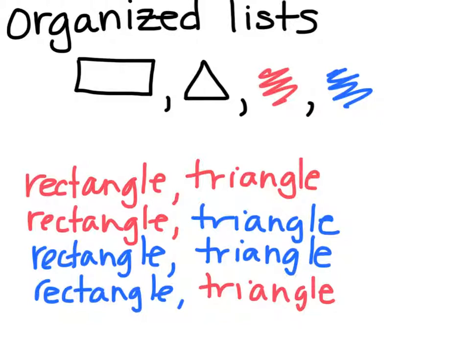Since these are limited options, it's pretty easy to simply list all the choices that you have. Only 2 shapes, only 2 colors, so we can quickly see that we've met all the possible options with the 4 we have listed here.